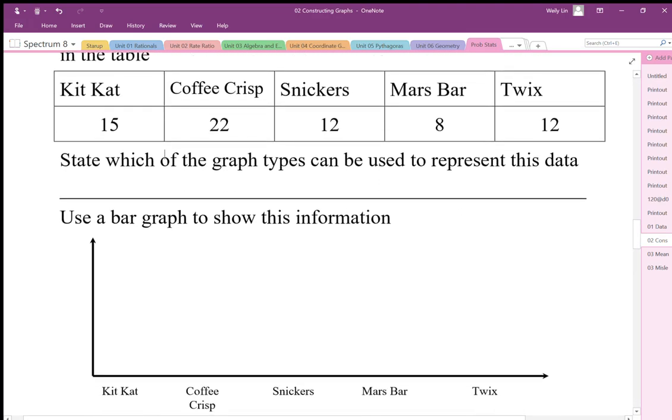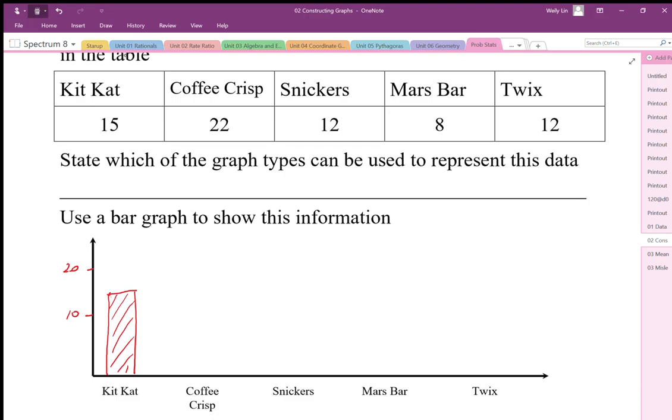So we can draw a bar graph for this, and we need to make sure we have some scale here. So I'm going to make my scale like this, 10, 20. Okay, and we can put in our bar for Kit Kat. So we have our Kit Kat here. I'm going to change colors to make it look nice. Maybe I'll even shade that in. There we go, Kit Kats.